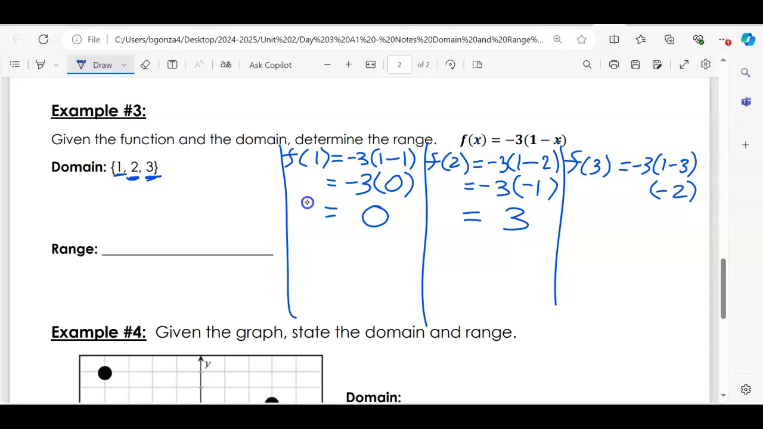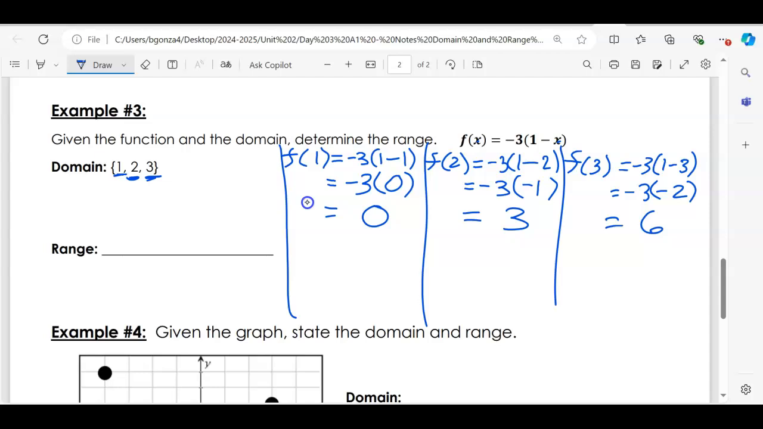Again, this stuff you could do in Desmos if you need to. Type it in. But what's -3 times -2? Negative times a negative is a positive, and you multiply 3 times 2, and you get what? 6. Okay? Again, this is multiplying, not adding and subtracting. Multiplying. So negative times a negative is a positive. 3 times 2 is 6.